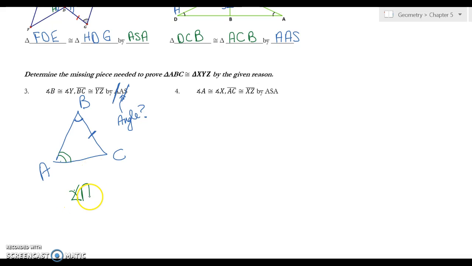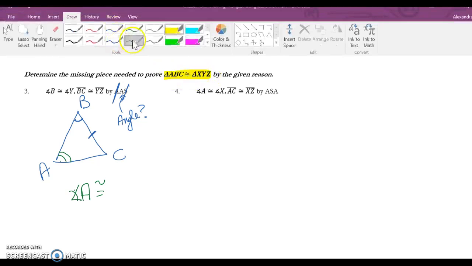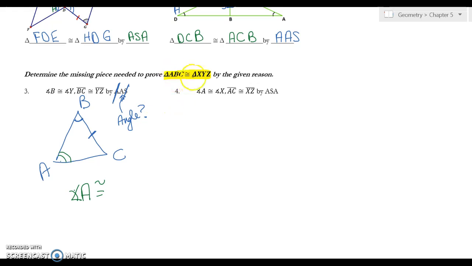So then my answer is going to be angle A is congruent to. Now this is where I have to come up and look at this first part. I didn't draw the second triangle, which is okay, but I just have to look at the directions and see whatever's in the same place as A. And angle A should be congruent to angle X.